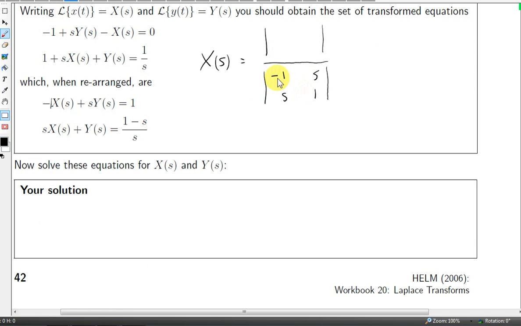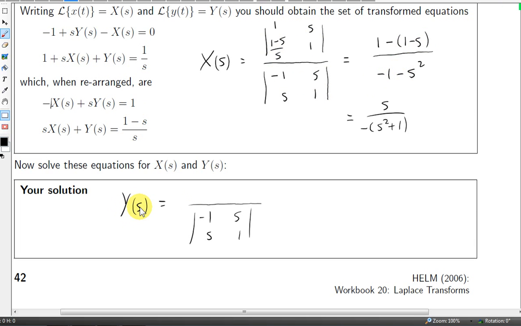And as for the numerator, we use this, but we replace the x column, which is this column here, because x appears first here, with the expressions on the right hand side. That's 1 minus s over s, and the y column is the same as the y column of this determinant here. So working this out, we get 1 times 1 is 1 minus s times 1 minus s over s. Well, that's minus bracket 1 minus s, and here we have minus 1 by 1 is minus 1 minus s by s, it's minus s squared.